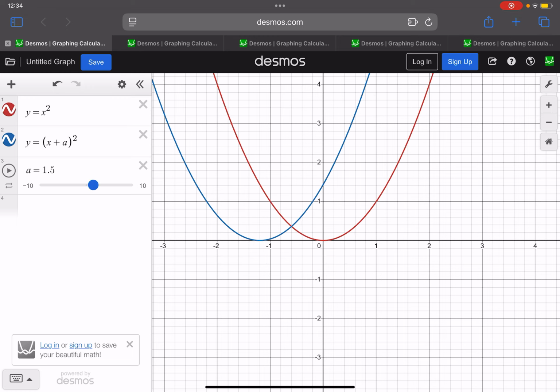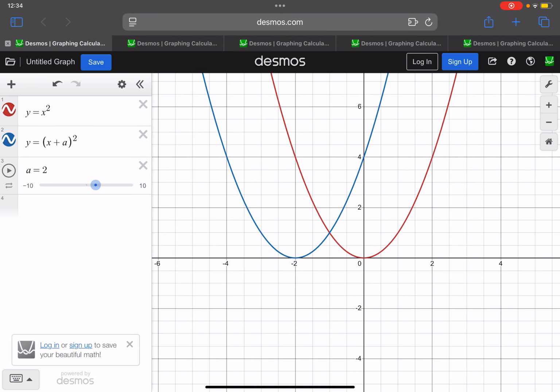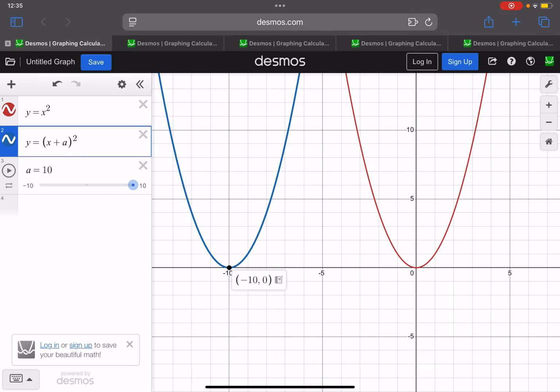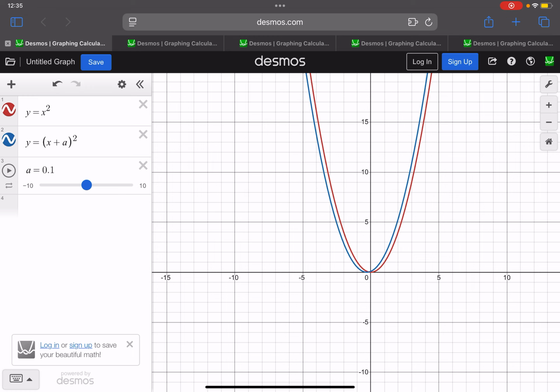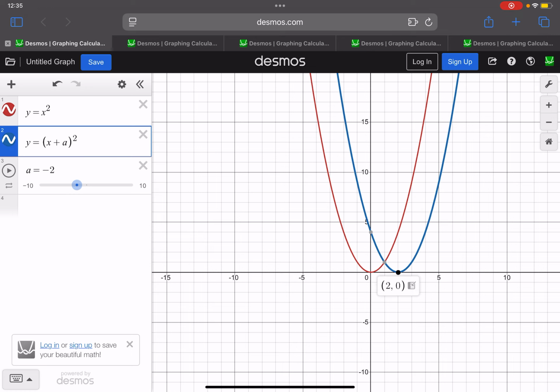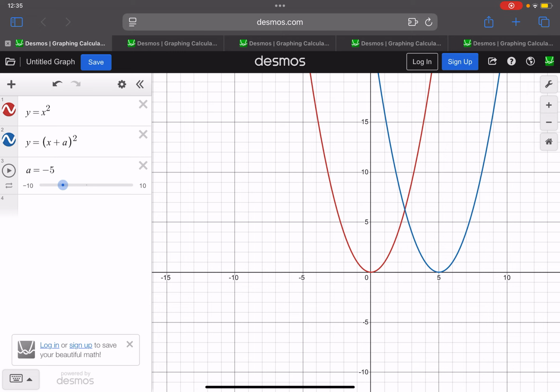And as I increase the value of a, if a was 2, we can see it's now gone 2 squares in the negative x direction. Or if a was 10, it's gone 10 squares in the negative x direction. What about if a was negative? If a is negative, we can now see it's going in the positive x direction. When a is -2, the turning point is now at +2. If I make a become -5, you can see it's gone 5 squares in the positive x direction.